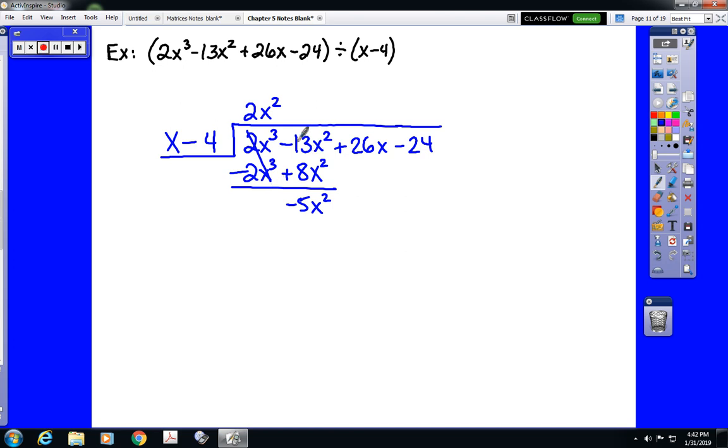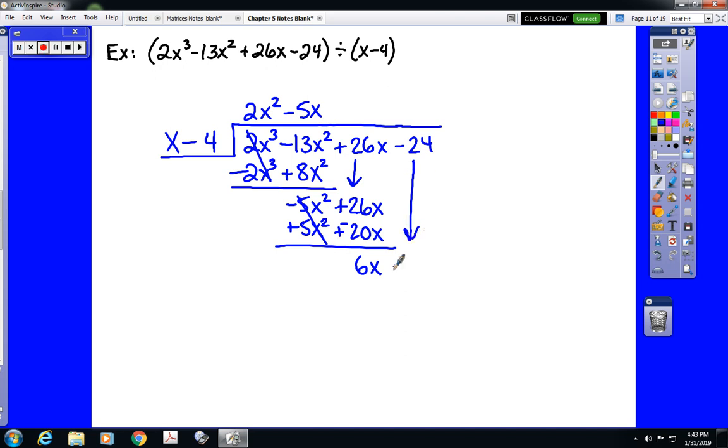That's an end of one cycle of the problem. We're now going to bring down the 26x and start a new cycle. We're basically going to start the problem over. We're going to ask ourselves, what do I need to do to x to turn it into negative 5x squared? The answer is I need to multiply it by negative 5x. Then I take negative 5x, I multiply the binomial, and I write it underneath. So negative 5x times x is negative 5x squared. Negative 5x times negative 4 is positive 20x. Draw the line, change both signs, add down would be 6x. And again, that first column should cancel.